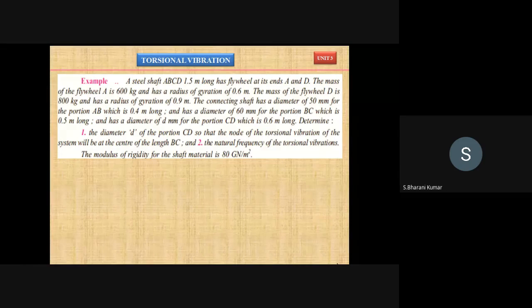Because one of the data will be hidden here, some other data will be given here. Based on that, you want to find out the other data here. Okay, look at this problem here.